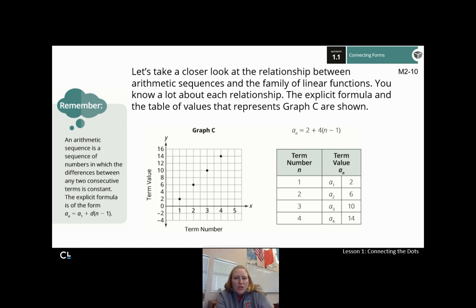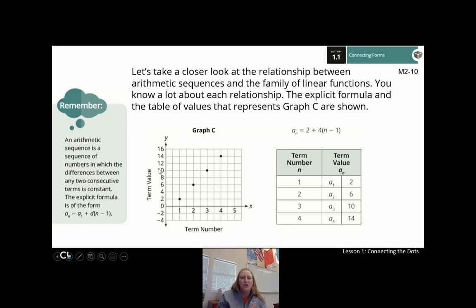So let's take a closer look at the relationship between the arithmetic sequences and the family of linear functions. So you know a lot about each of these relationships, right? We've been playing a lot with arithmetic sequences. And last year you played a bit with linear functions, although we're going to play with them a lot more today and this whole school year. So on page M2-10, you have some stuff here. So the explicit formula, right? Our explicit formula, and the table of values that represents graph C, are shown.